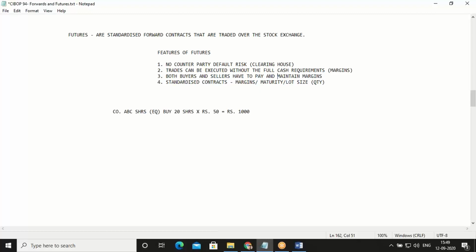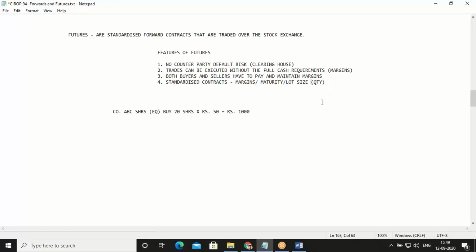And futures contracts are standardized. What we mean by standardized is that the amount of margin you have to pay to enter into the futures contract is the same for everyone. From an FII to a retail investor, everybody pays the same amount of margin. The maturity is the same, the lot size.